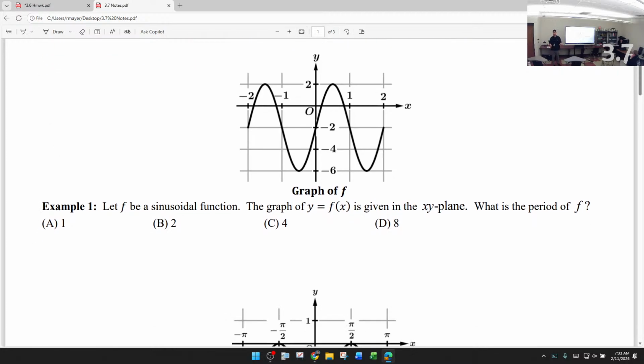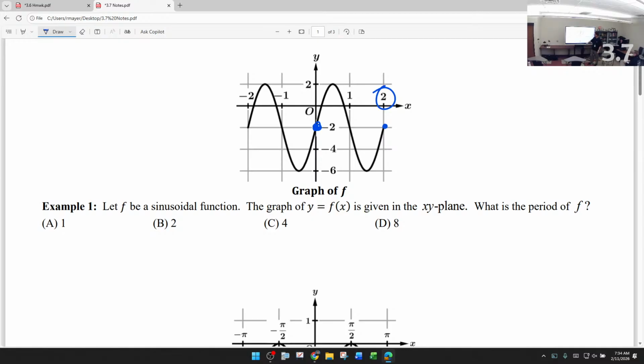Not the max of the function. It just wants to know the period. So wherever you start, I don't care. I like to try to start at 0, because I don't worry about negatives. And then how long does it take till I get repeated? I'm going up, I'm going up, I'm going down, I'm going down, I'm going down. So I'm going to right there. So the period is 2.